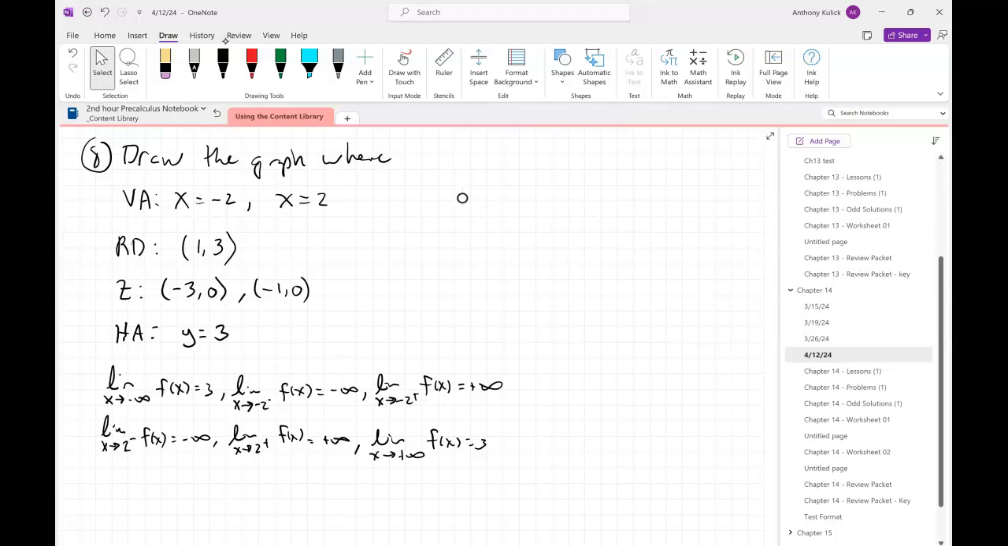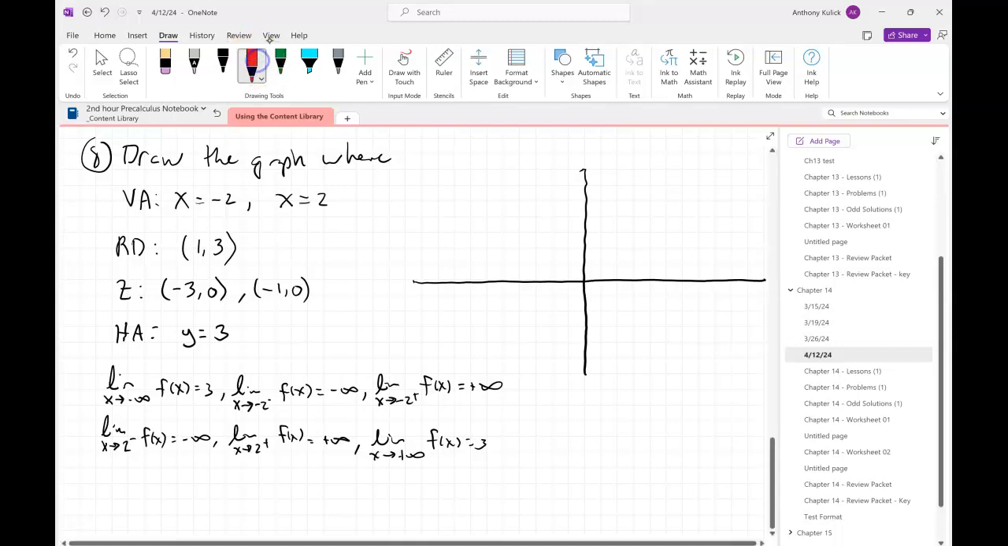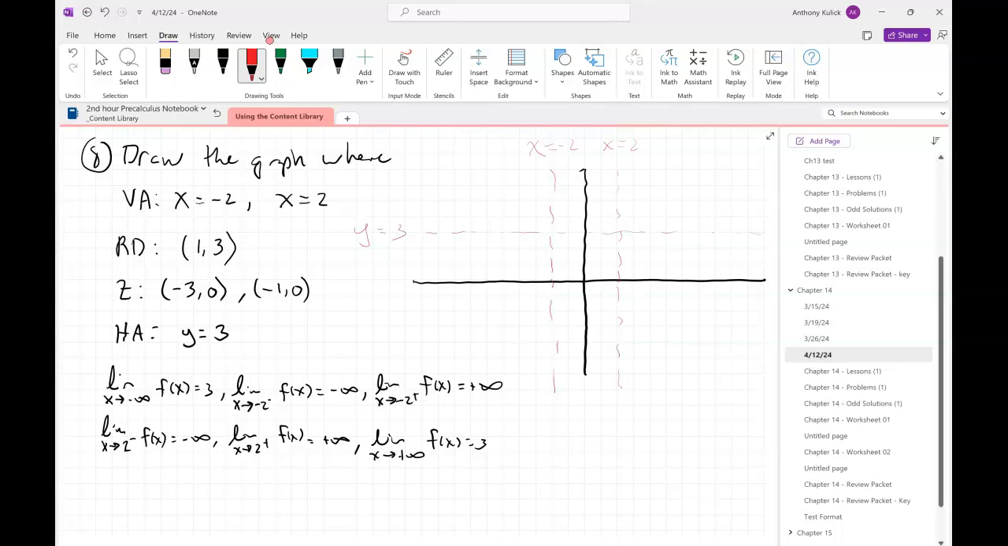All right, so we're told to draw a graph that meets all this criteria, right? Where do I want to start? Yeah, absolutely. First thing I want to do is get those asymptotes on there. So I have -2 and +2. And then I have y equals 3. Okay, what's next?